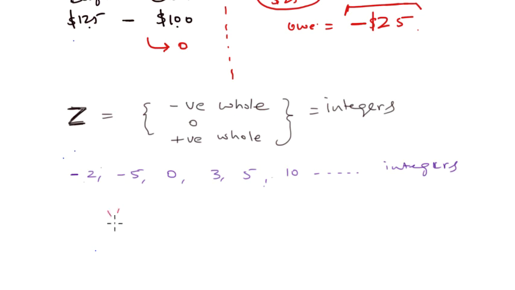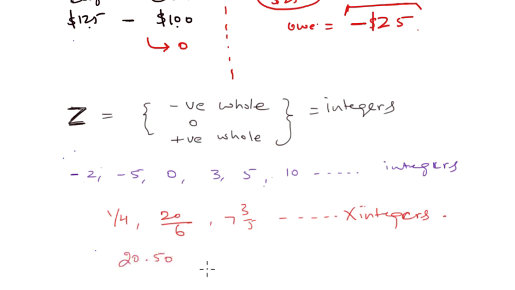But at the same time, if you were to write numbers such as 1/4, 20/6, 7/3, these are not integers, right? They are fractions, and we have learned about that as well. Likewise, numbers such as 20.50 or 5.2 are also not integers. They are decimals. So with that, we will stop here, and in the next couple of tutorials, you will learn more about the properties and the operation rules on integers.